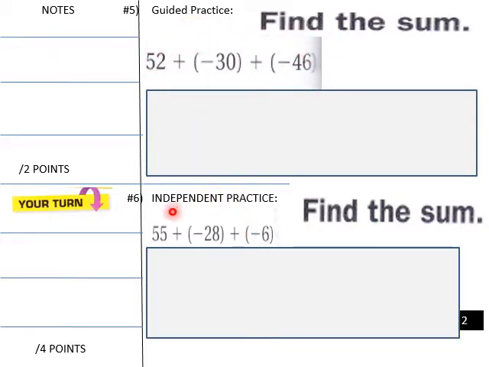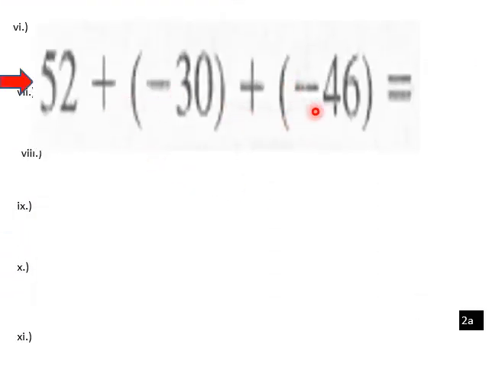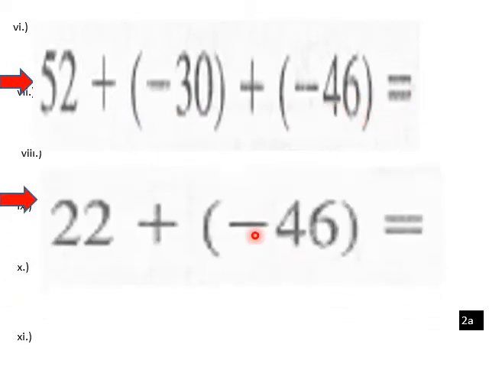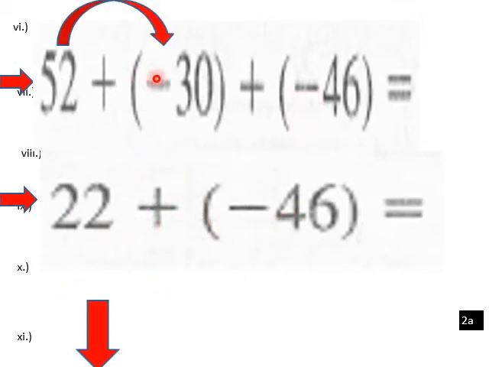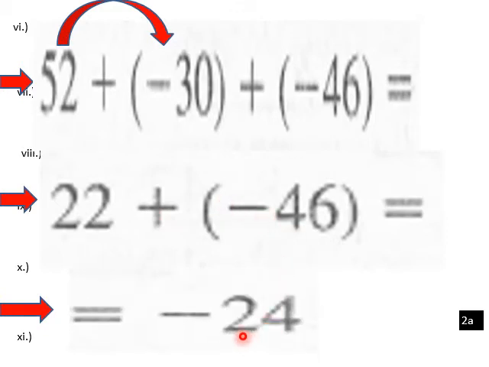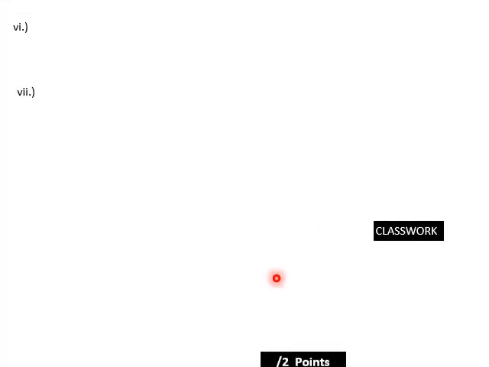Here's our guided practice. Students, this is your independent practice down here, page 2, classwork. So let's do this: 52 plus -30 plus -46. What does that equal? So we add these two here: 52 and -30 is 22, plus a -46. When we combine these two values, 52 and -30 is 22. And then 22 and -46 would be -20. So that would be that one.